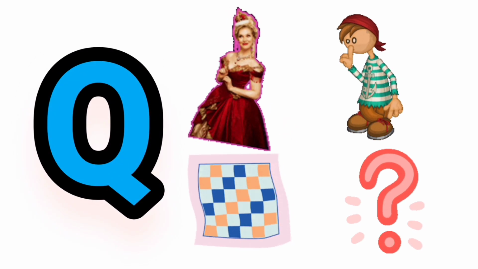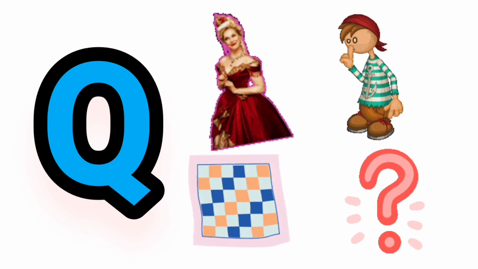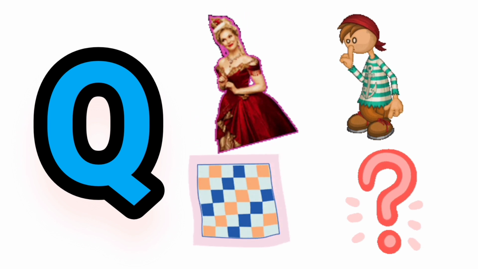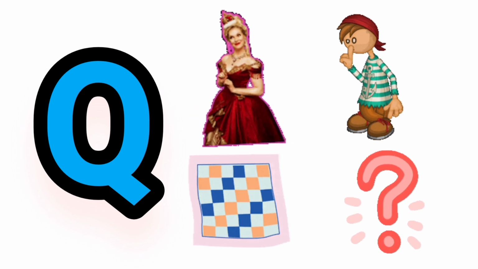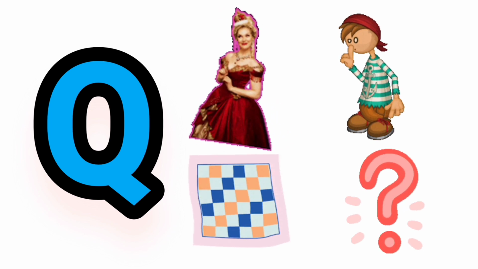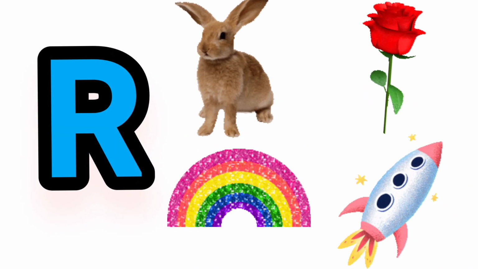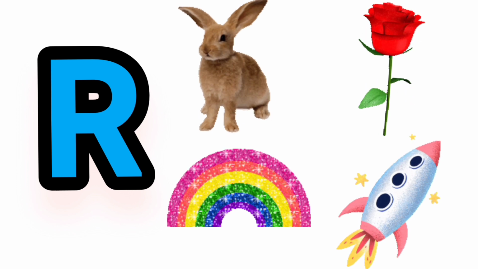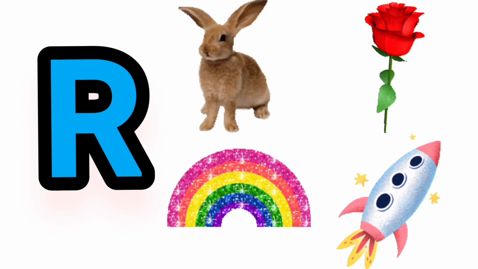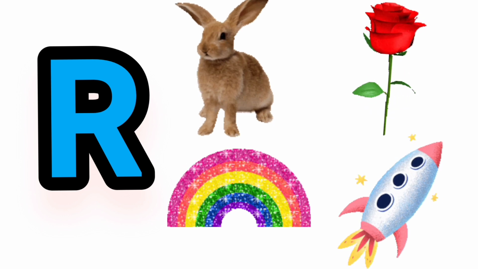Q for queen. Q for shh, quiet. Q for quilt. And Q for we have question. R for rabbit. R for rose. R for rainbow. And R for rocket.